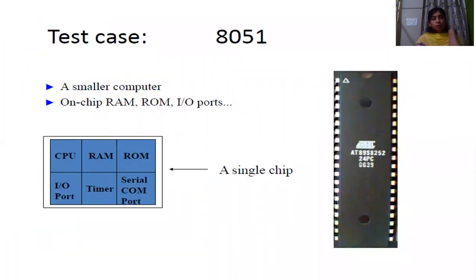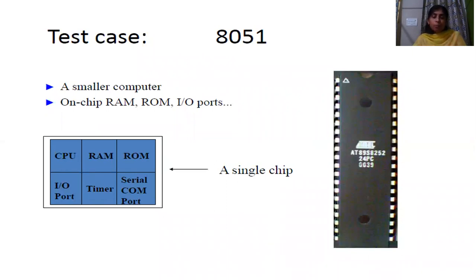8051 microcontroller is basically a smaller computer. This is the chip of the 8051 microcontroller. On a single chip, there is RAM, ROM, CPU, input output ports, timer, and serial communication ports. The 8051 microcontroller is also known as system on chip or computer on chip.